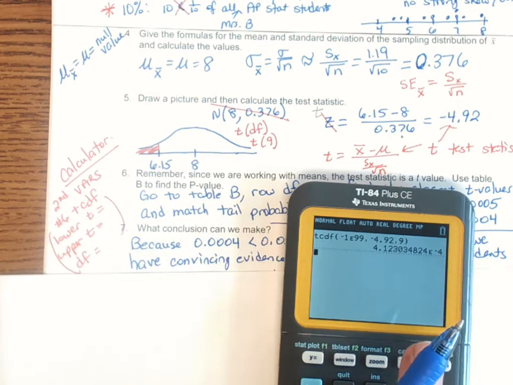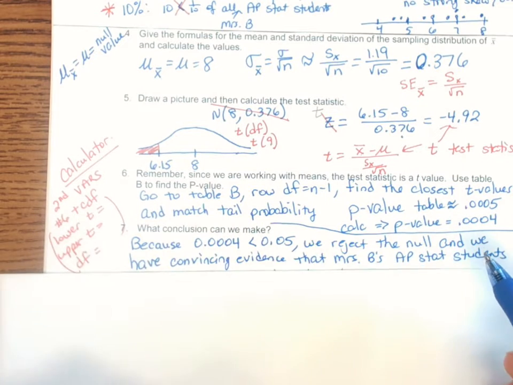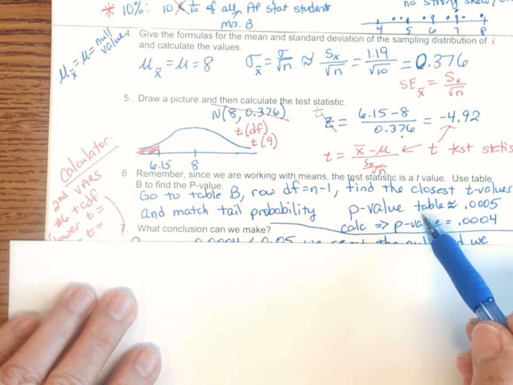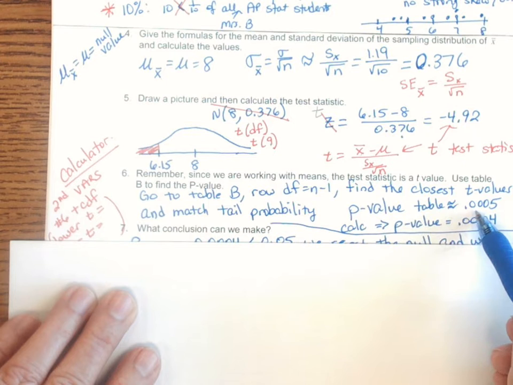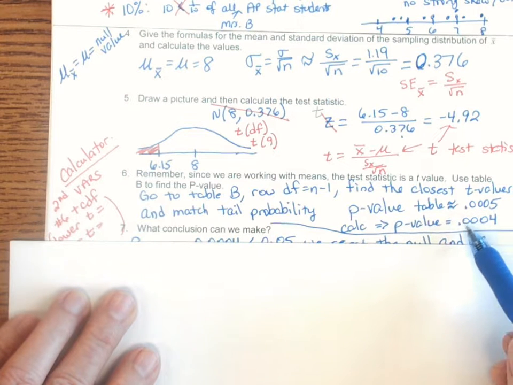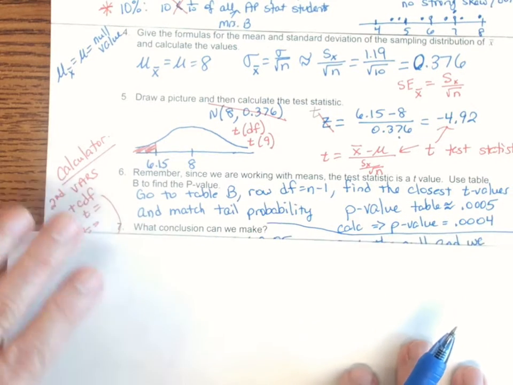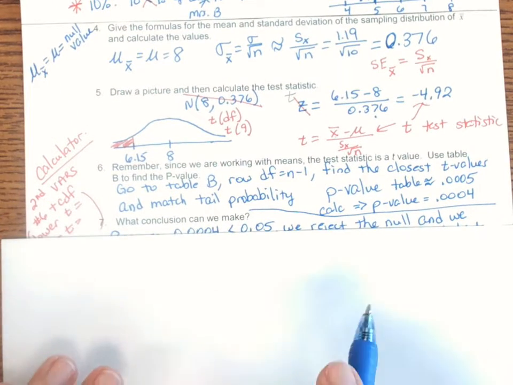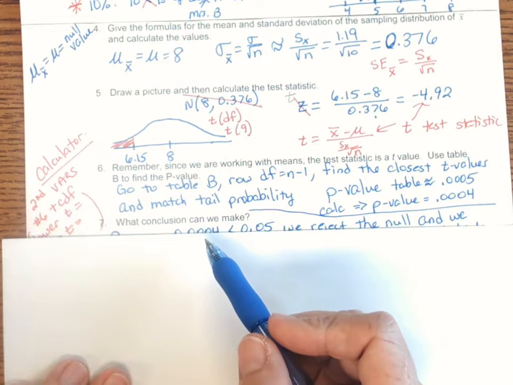So I've got to move the decimal over 4 places. So note here, the p-value from the table was approximately 0.0005. From the calculator, I've got a p-value of 0.0004. This is a much more exact one, so we will tend to use the calculator versus making a guess and an estimate. And then what conclusion can we draw?